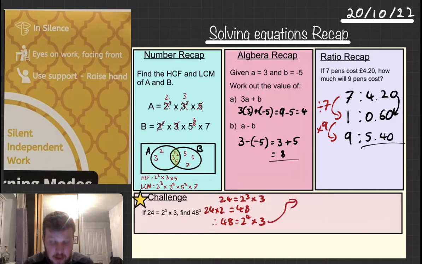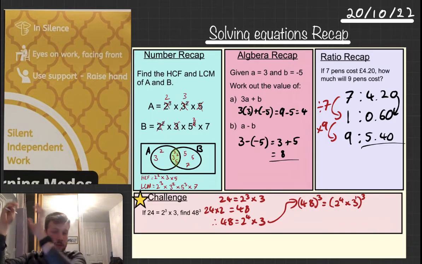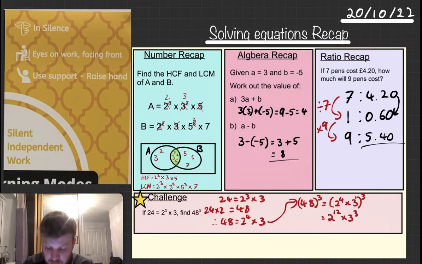Now, how can I use that? Well, I can think about 48 as a whole thing being cubed. So the prime factors can be cubed as well. So it's going to be 2 to the 4 times 3, all cubed. When we multiply through, I'm going to write the power in here. When we multiply powers, we add them. When we have a power to the power, we multiply. So this is going to give me 2 to the power of 12 times 3 to the power of 3. Lovely, really well done if you got that.